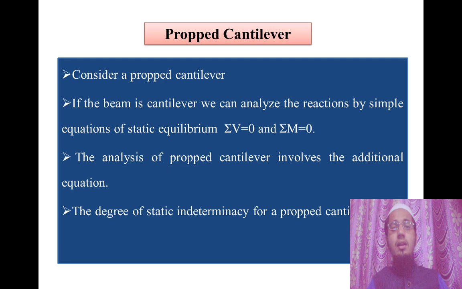As we know, the degree of indeterminacy can be defined as the number of forces on the beam minus the number of equilibrium or static equations. In the case of a propped cantilever, the number of equations is 2 and the forces are 3, so 3 minus 2 equals 1, and we can say the static indeterminacy of the propped cantilever is 1.